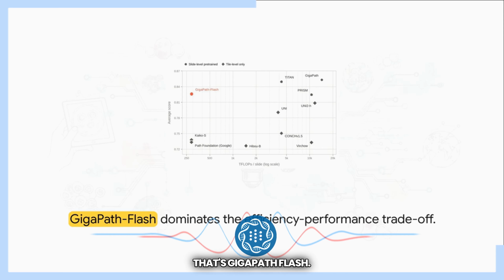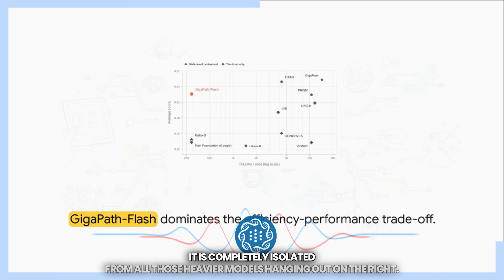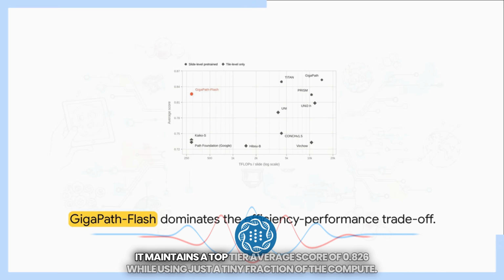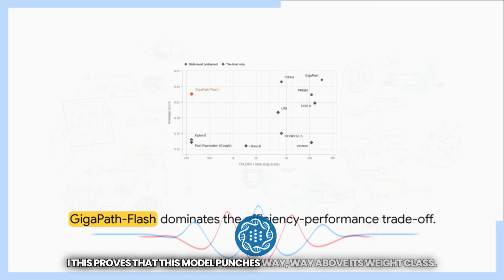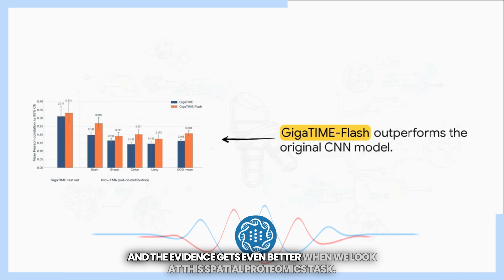That's GigaPath-Flash. It is completely isolated from all those heavier models hanging out on the right. It maintains a top-tier average score of 0.826 while using just a tiny fraction of the compute. I mean, this proves that this model punches way, way above its weight class. And the evidence gets even better when we look at the spatial proteomics task.